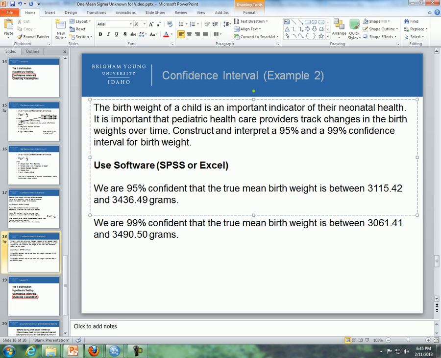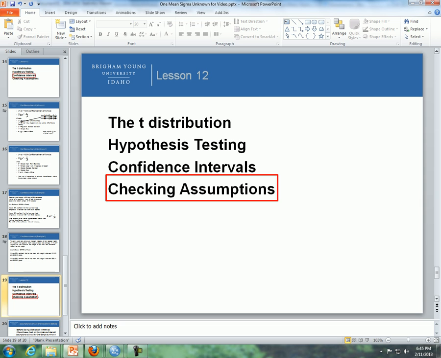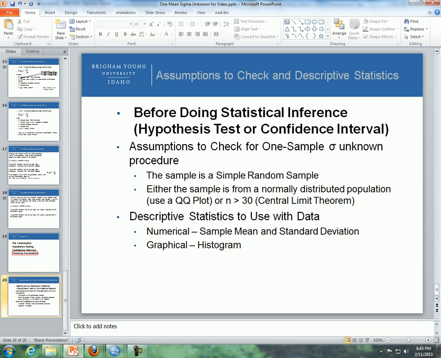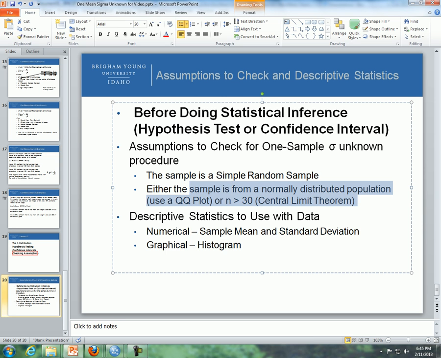So the last thing I want to wrap up with these videos is how to check assumptions. I'll mention checking assumptions as well as getting descriptive statistics. There are two items that you need to check in terms of whether we can do this test. First is that the sample is a simple random sample. And then either the sample is from a normally distributed population, so we use a QQ plot, or we find that our sample size is large enough. N greater than 30 is a guideline.